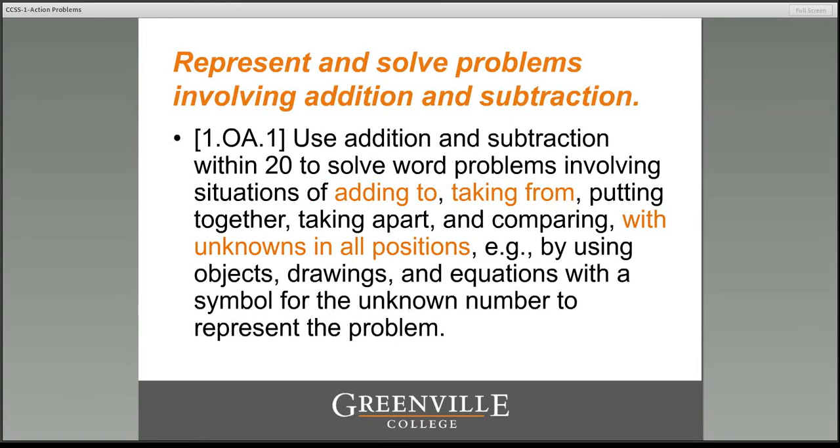Here we're of course in Standard 1 in the OA domain, and the cluster that we're looking at is called Represent and Solve Problems Involving Addition and Subtraction. This cluster actually has two standards in it. Standard 2 will be addressed a little later in this presentation. First, Standard 1, if you look through it carefully, you'll see that it illustrates a considerable variety of types of problems that first graders are expected to work with. The situations that are listed in orange are those that will be the focus of today's lesson.